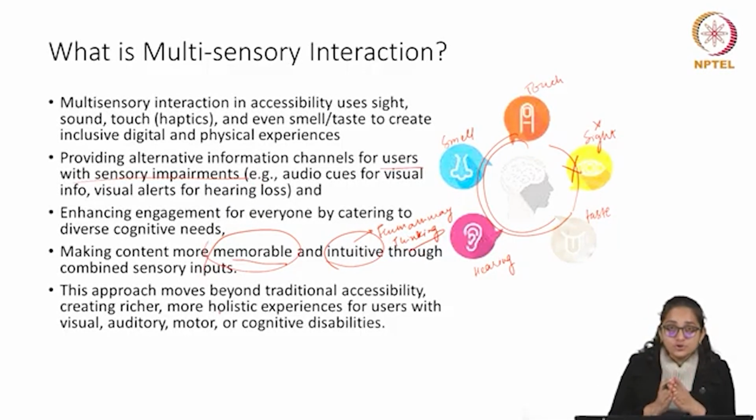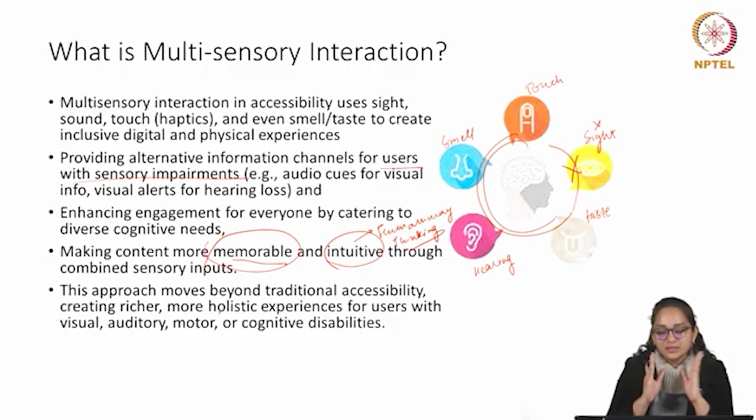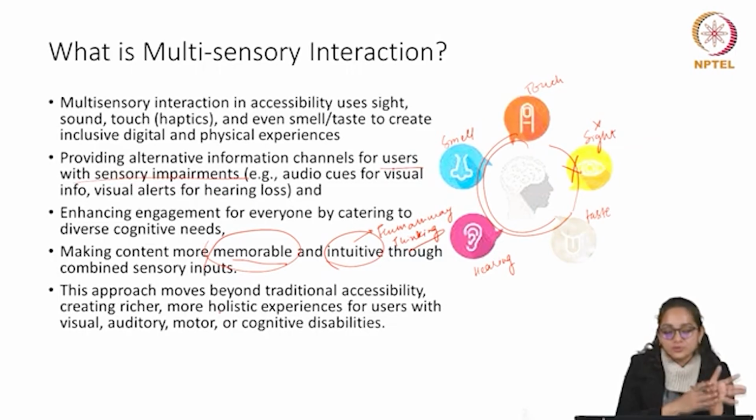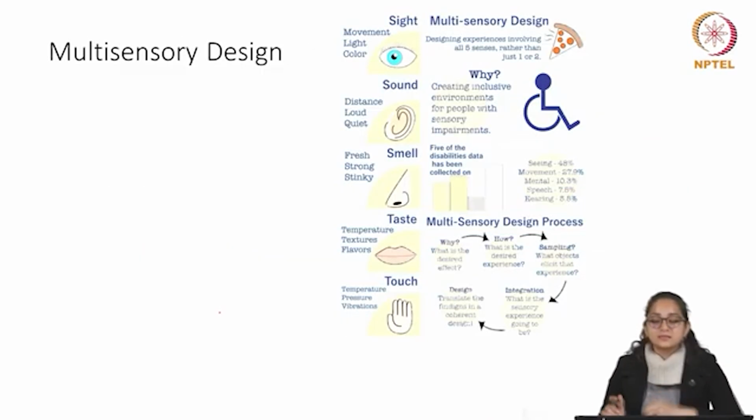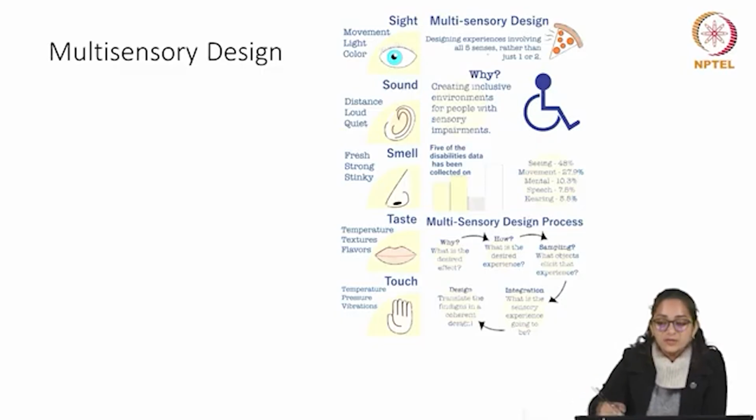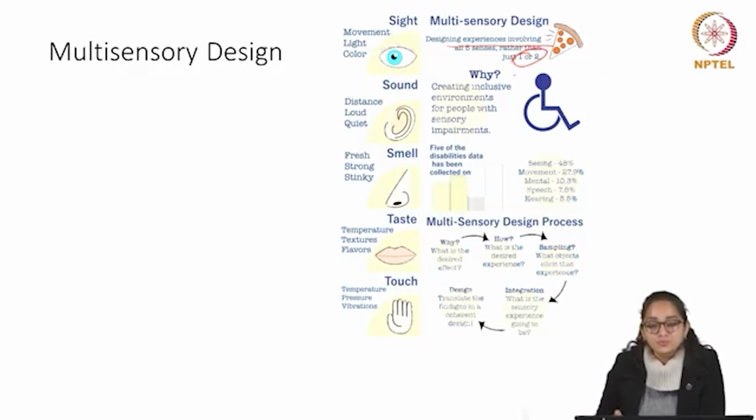So this approach moves beyond the traditional accessibility thought process, creates richer, more holistic experiences for users with a visual, auditory, motor, cognitive, any disability for that matter. So in this image, we can see how multisensory design functions, right? So designing experiences that involve all 5 senses or as many senses as possible rather than just one or two.